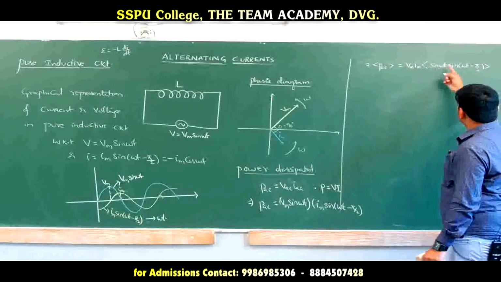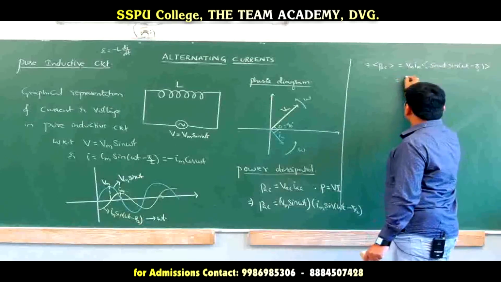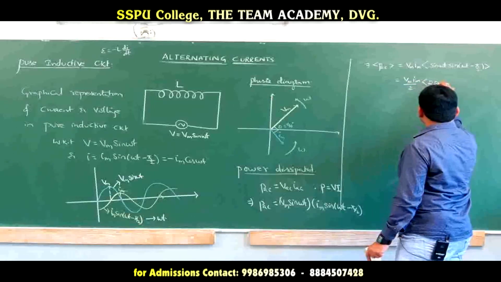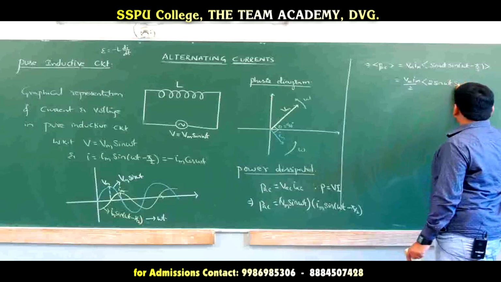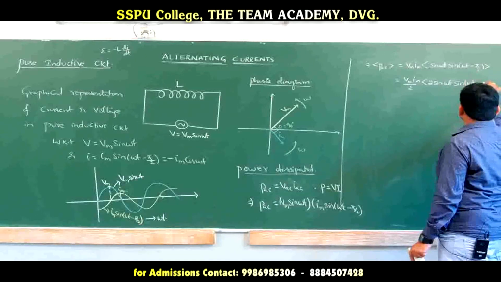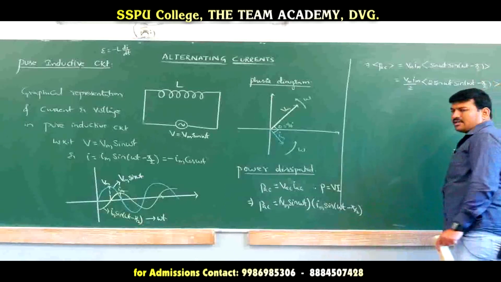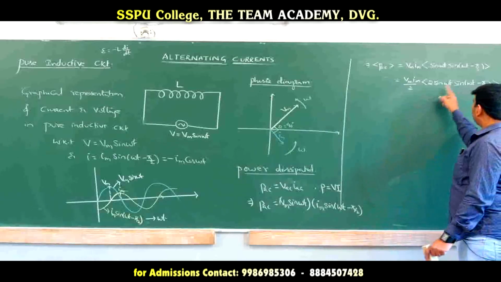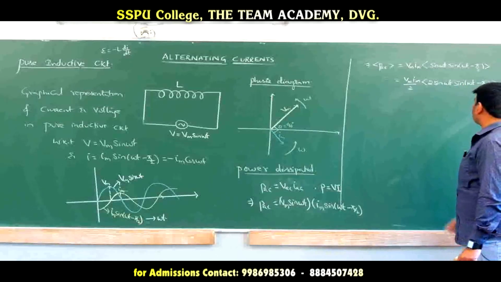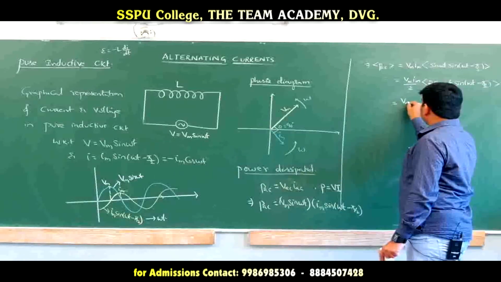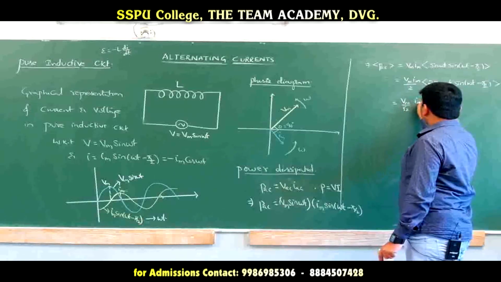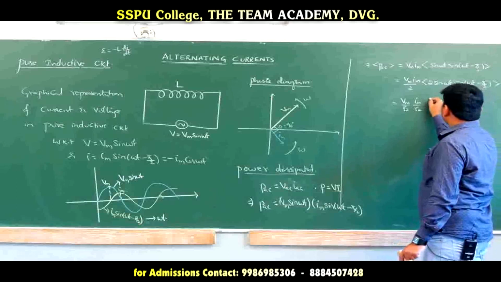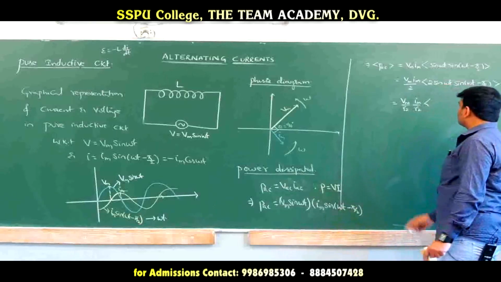So multiply this with half and divide with half. Then what are you getting? Vm into Im divided by 2, into 2 sine omega t sine of omega t minus pi by 2. See here, this is 2 sine A sine B. 2 sine A sine B is nothing but cos of A minus B minus cos of A plus B. Then what can I write? This is Vm by root 2 into Im by root 2, because 2 can be written as root 2 into root 2.